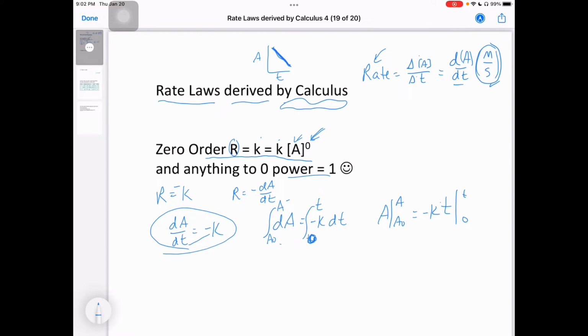In other words, I'm going to take this minus this: a minus a0 equals negative kt minus 0. So just negative kt. And if I add a0 to both sides, a equals negative kt plus a0. And ta-da, we come up with this: concentration at any time as a function of time equals negative kt plus a0. It's a linear relationship.